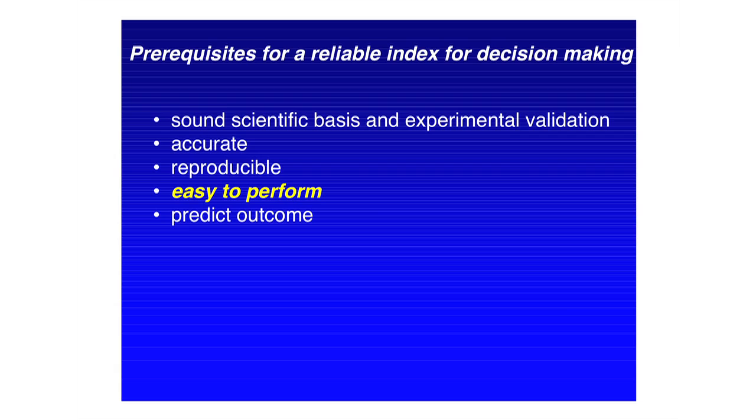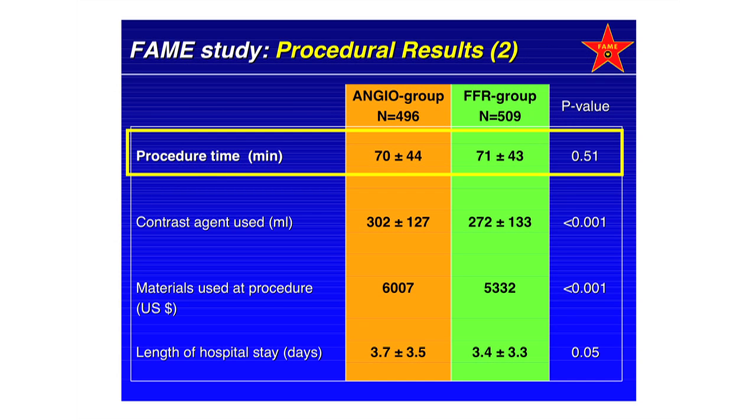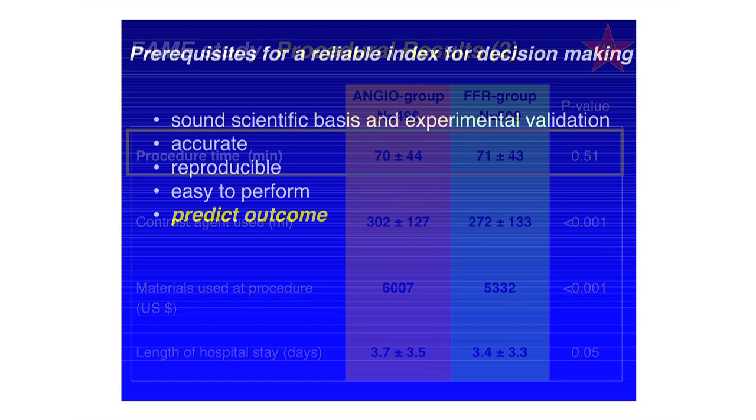A next prerequisite is that an index should be easy to perform. Well, there is little discussion about that for FFR. These are the data from the FAME study. In a group with 2 or 3 vessel disease, the total procedural time without FFR was 70 minutes, and with FFR it was 71 minutes. So using FFR in 2 or 3 arteries hardly prolonged the procedure.